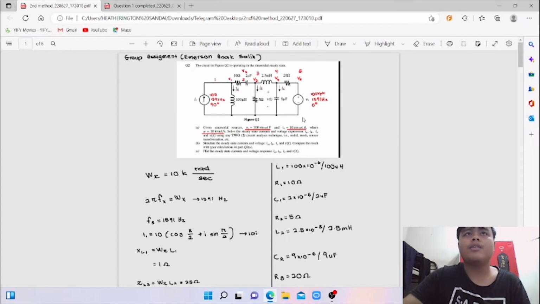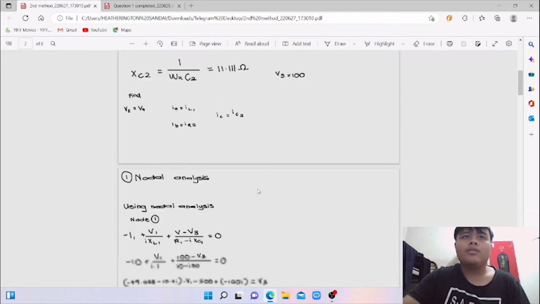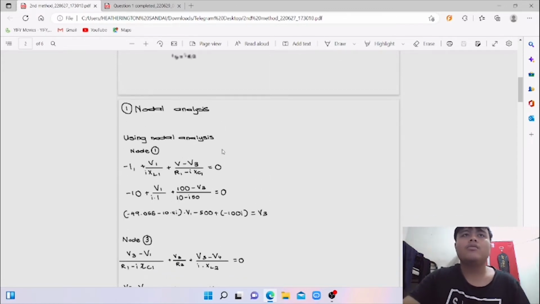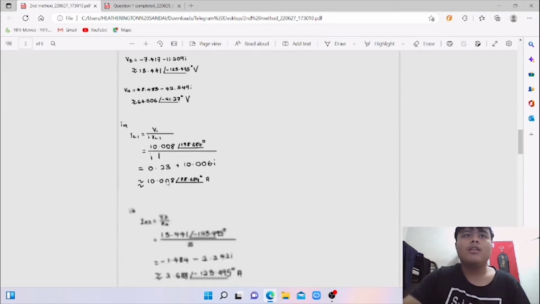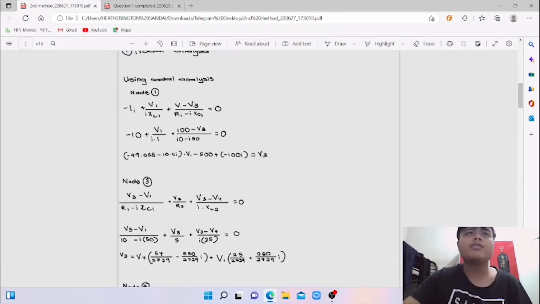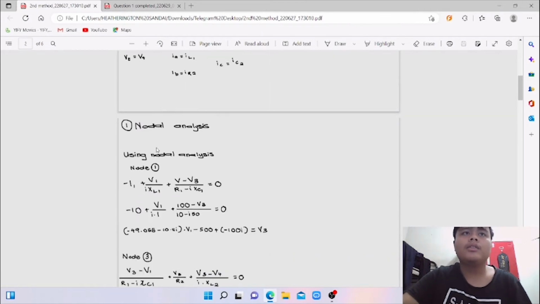Question 2, this one is question 2. As you can see the formula here, it will not cause any confusion when you do it. In the question, we need to use two circuit analysis techniques, either nodal, mesh, source transformation, and others. So I select nodal analysis and mesh analysis. Okay, for nodal analysis, this is what I get from node 1. Node 1 is here.